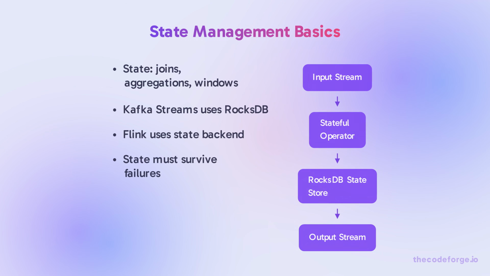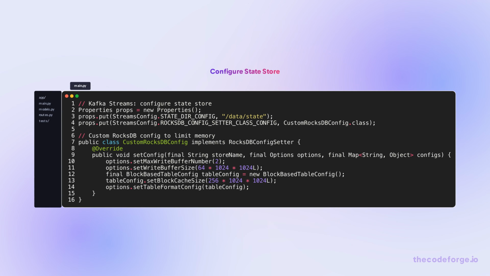Flink uses checkpoints. Always configure a custom RocksDB config setter to cap memory. Default RocksDB config can grow unbounded and cause OOM. Set write buffer size and block cache size explicitly.